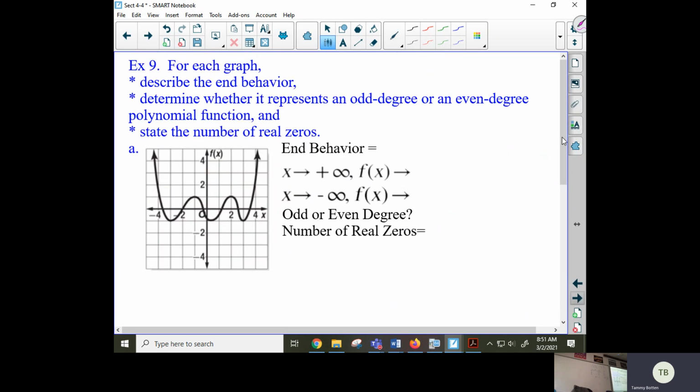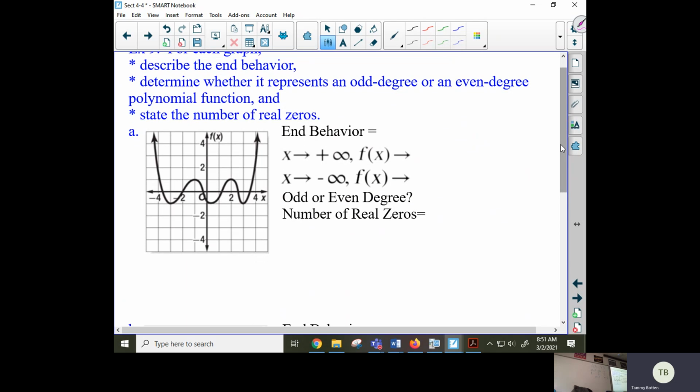Okay, then I think we're on our last page. Yes. Okay, so same thing. Actually, yeah, this is exactly the same thing. So here, as x approaches positive infinity, our graph is approaching positive. As x approaches negative infinity, our graph is approaching positive. See how they're the same? What degree would that be? Even. Number of zeros would be where it crosses the x-axis. 1, 2, 3, 4, 5, 6.